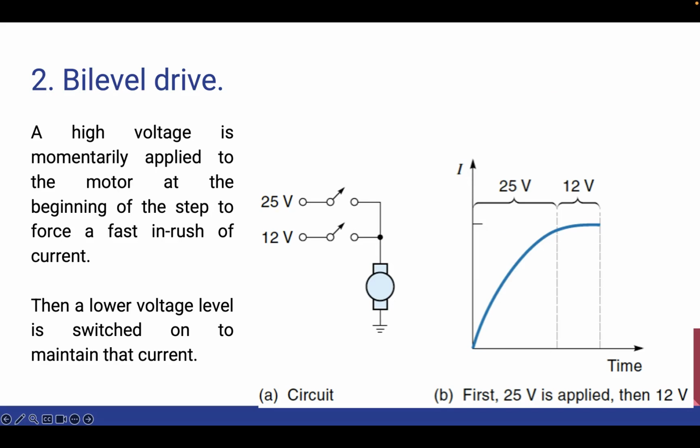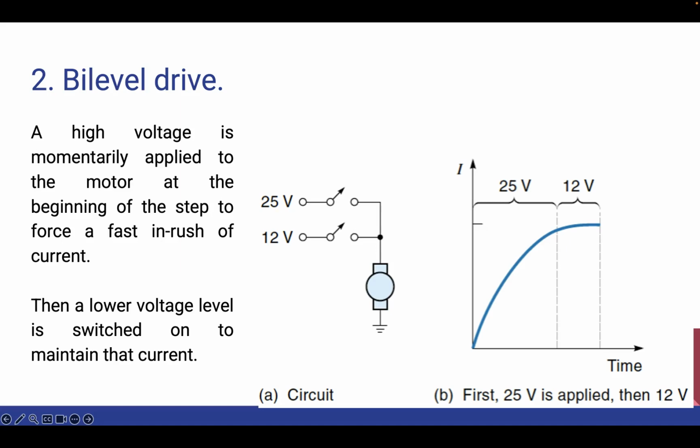This bi-level drive method is quite straightforward. Stepper motor windings are essentially inductors to the drive circuits, and the torque they provide depends on the current flowing through the coils. However, the rate at which the current can increase is proportional to the applied voltage. Now, here is the dilemma.